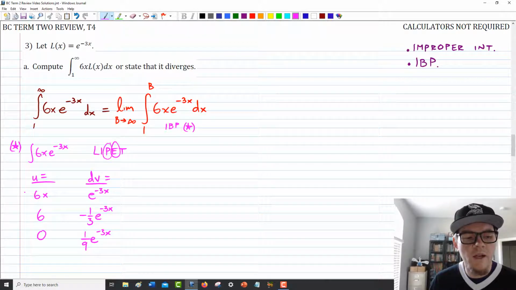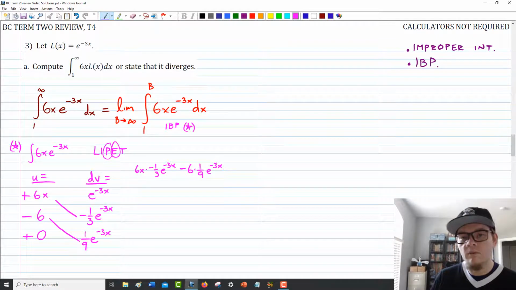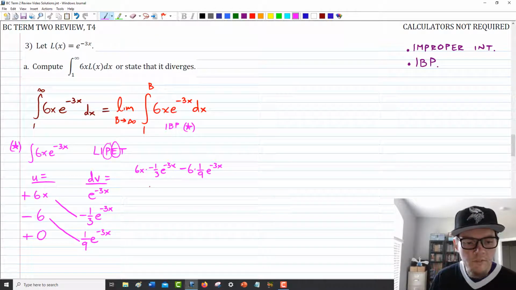Finally, with the tic-tac-toe strategy, we go plus, minus, plus. We diagonalize the tic-tac-toe, and we've got our expression for our antiderivative. It's going to be 6x times negative 1/3 e to the negative 3x, and then minus 6 times 1/9 e to the negative 3x. And of course we'll have a plus c, but we're going to be doing an improper integral in a second, so no worries.